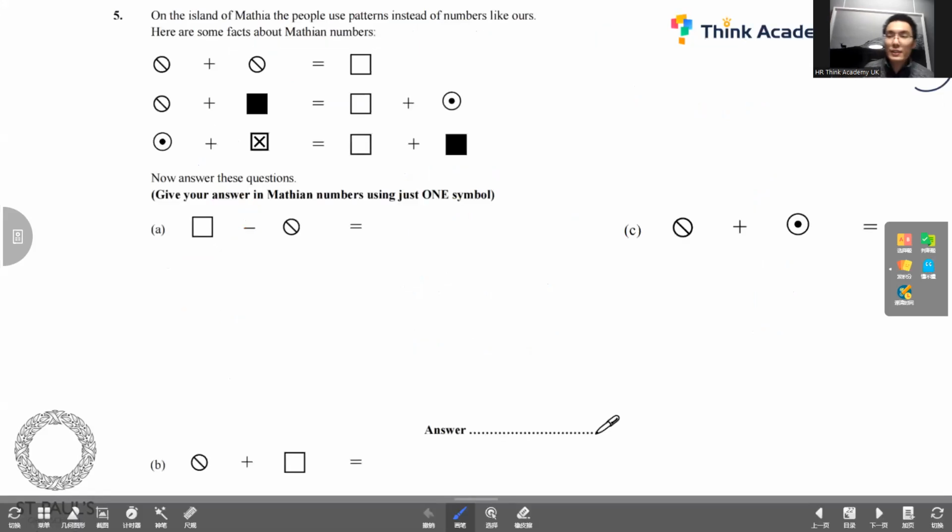And we have one last question, and then we are done here today, everyone. So for this question, we have symbols. Okay, symbol plus symbol equals to symbol.